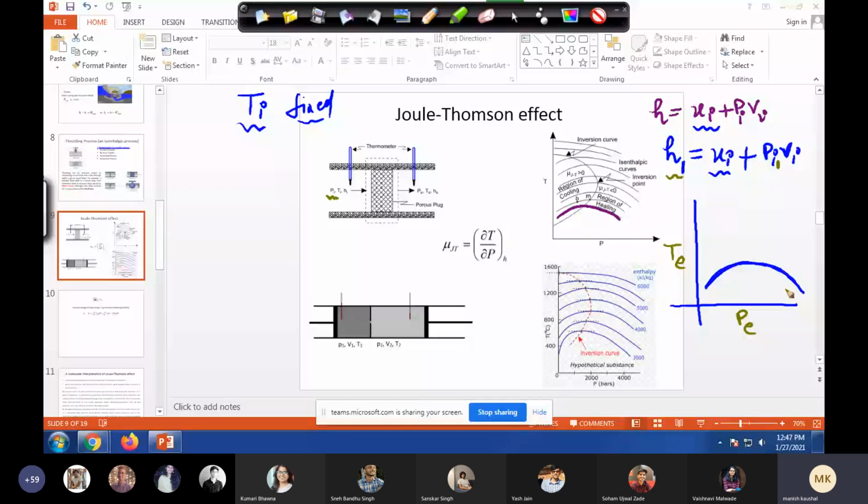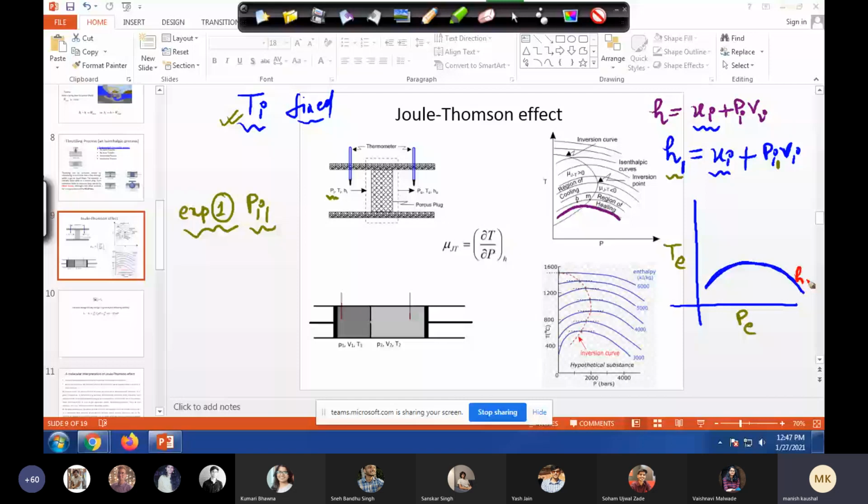Are you getting my point? For a given experiment, let's say experiment 1, Ti is fixed, of course. Then I set Pi1. This is fixed. And then what am I measuring? T as a function of P. I'll get this curve, right? Yes, sir. This is for H1.